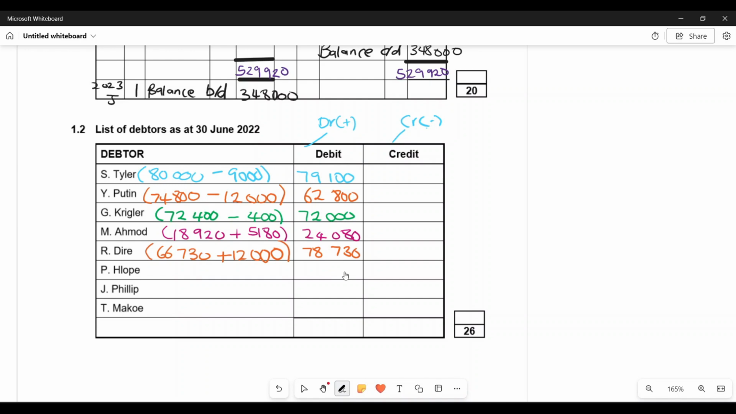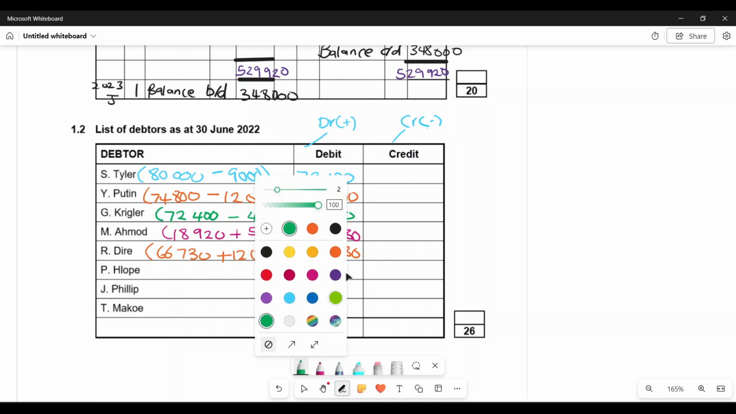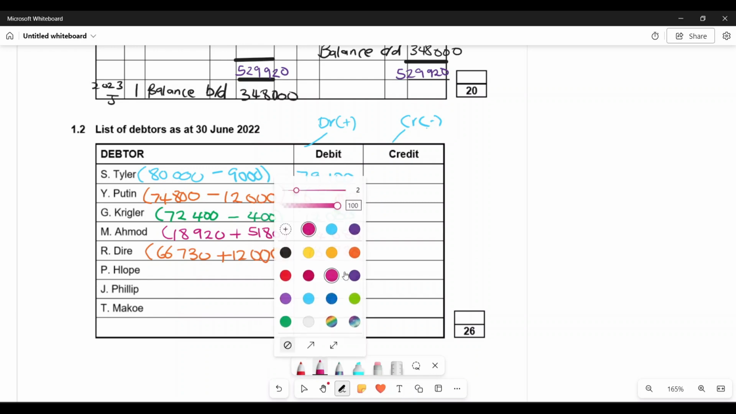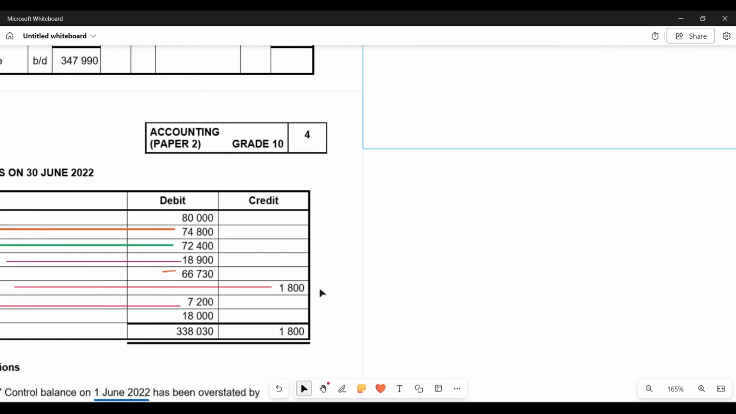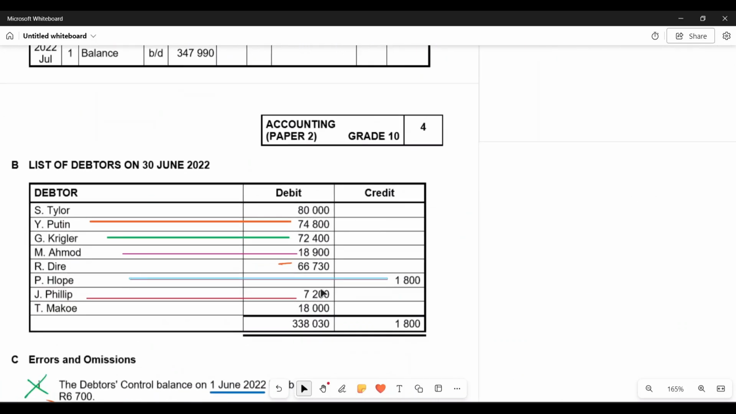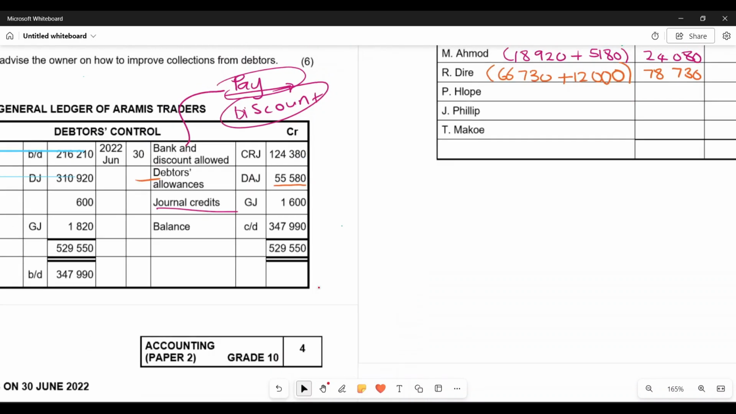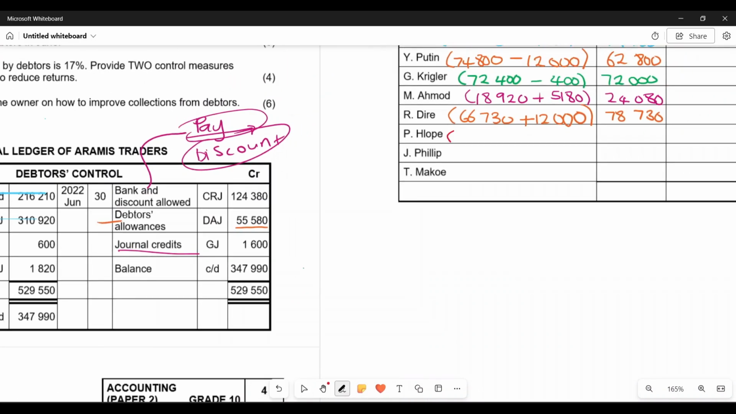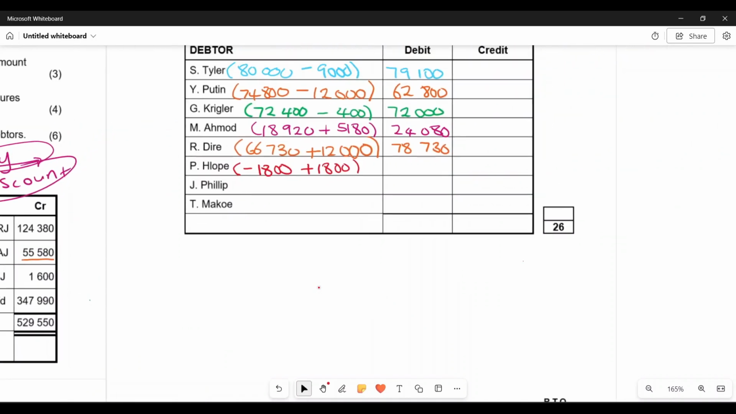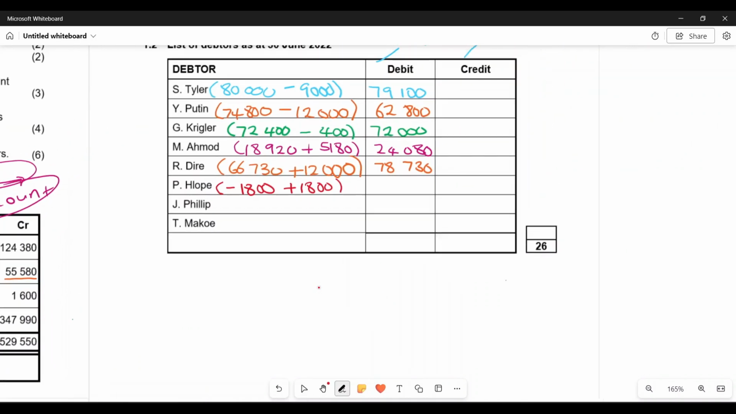Now, Pete Lope, let's see how much he was owing us and what is the transaction that relates to him. Now, Pete Lope had a credit balance, meaning that we are owing him money. So as a result, it's minus 1.8. This is his balance. And to cancel this out, I would need to add the 1.8 because remember, it's now transferred to the creditors control account, meaning that, as I've said before, his account on the debtors list is supposed to be 0.